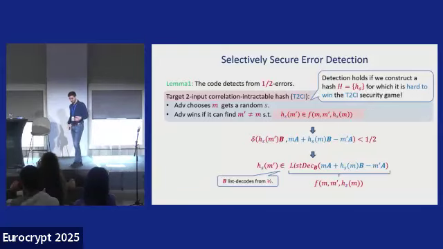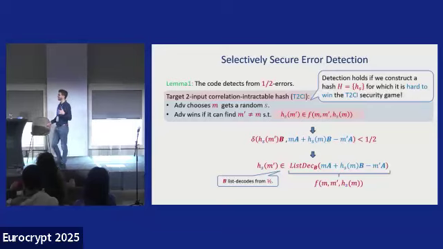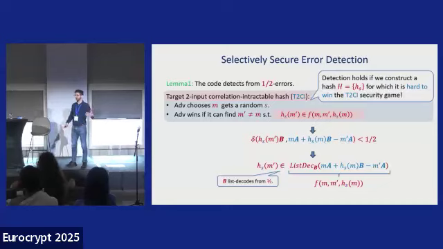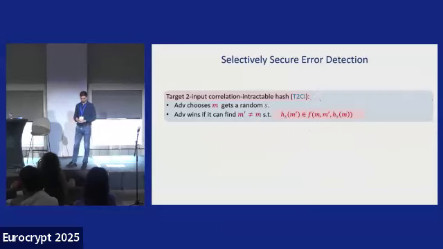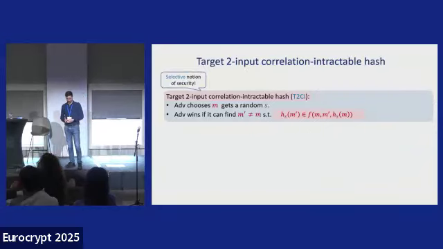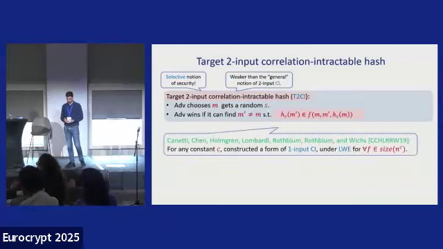And what we show is that if the detection holds, then we can construct a hash family, sorry. So the detection holds if we're able to construct a family that satisfies this correlation interactability game. And in the paper, we actually show how to construct these primitives. Good. So again, this is a selective notion of security. This is weaker than the general notion.